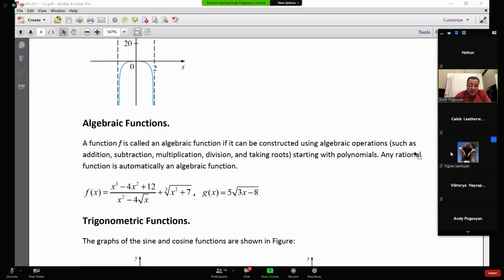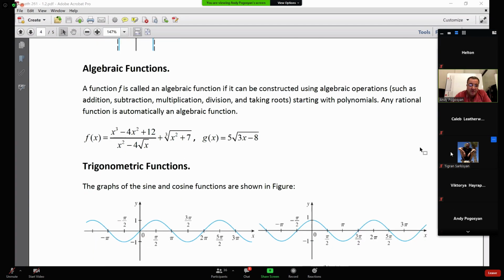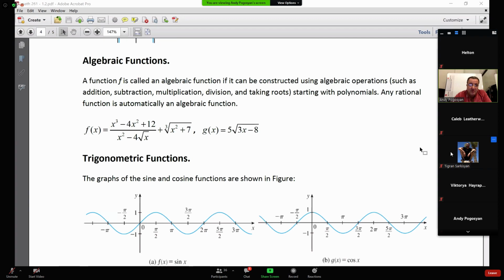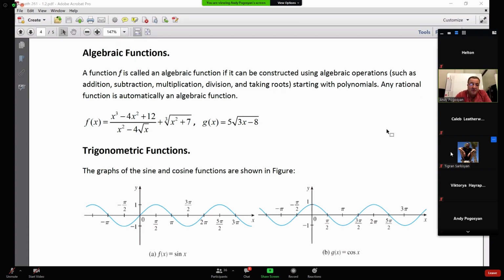Now the definition for algebraic functions. A function f is called an algebraic function if it can be constructed using algebraic operations such as addition, subtraction, multiplication, division, and taking roots, starting with polynomials. So any rational function is automatically an algebraic function. See examples of algebraic functions. f of x and g of x, both of them are examples of algebraic functions.